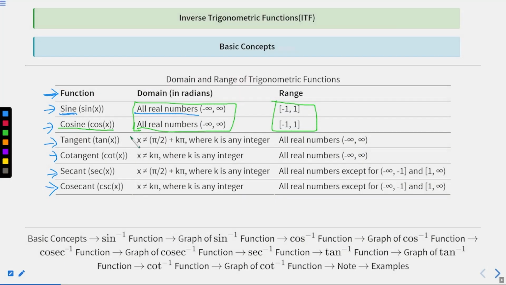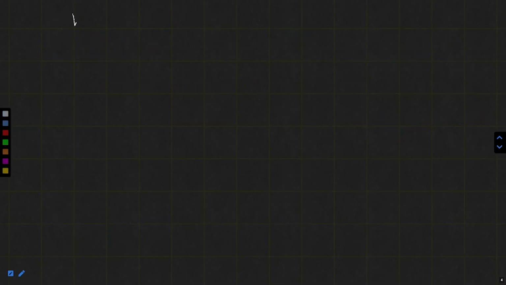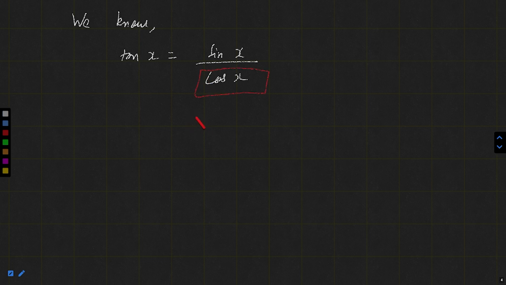What about the tangent function, tan x? Tan x domain is, we know that tan x is equal to the ratio of two trigonometric functions, which is sine and cos, and we know that in mathematics the denominator must not be equal to 0. So cos must not be equal to 0. This means the domain will be any real number except such x where the cos is 0.